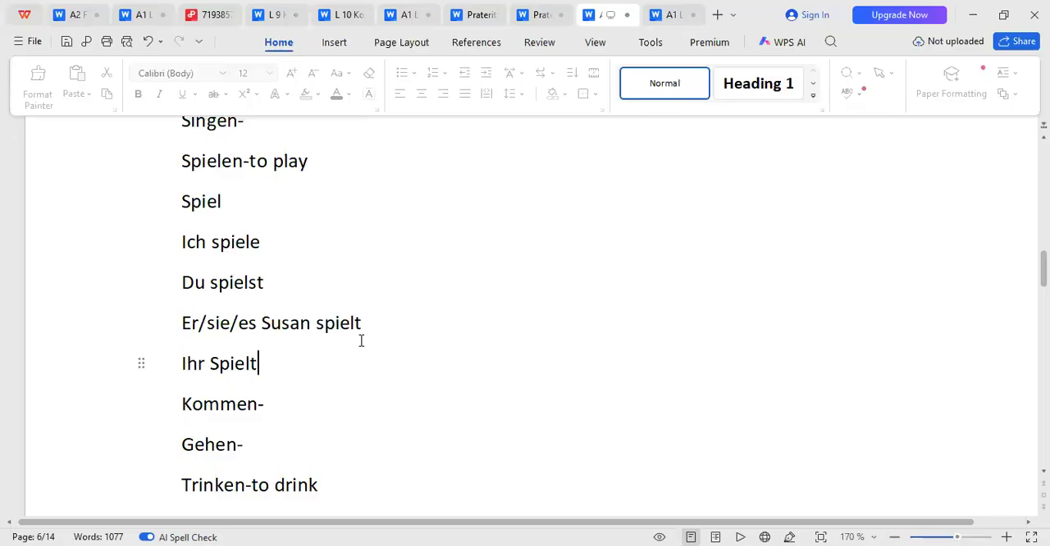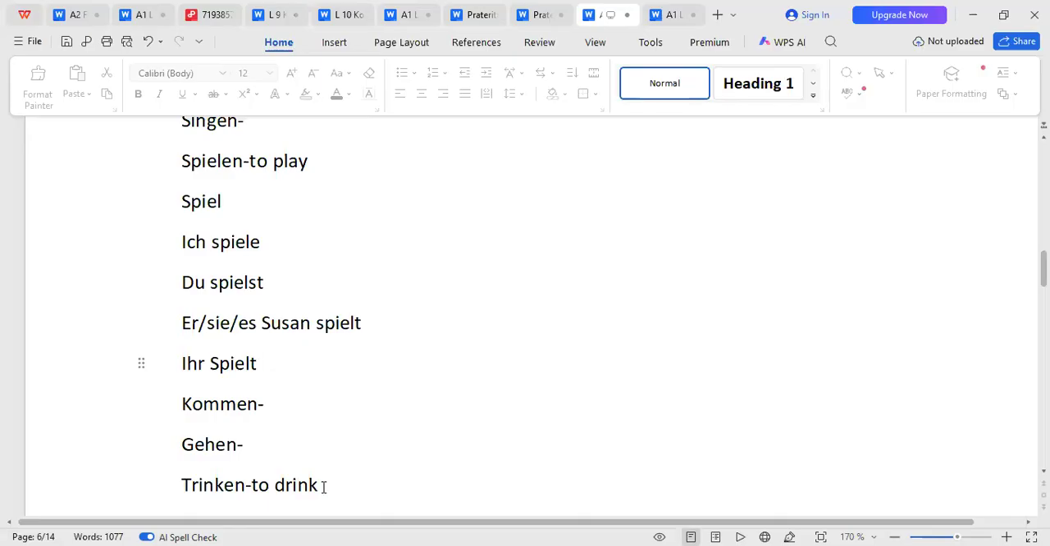Then ihr spielt. If you have kommen, ich komme, du kommst. Er, sie, es, Benjamin kommt. Ihr kommt. Gehen is to go. Ich gehe, I go. Du gehst, you go. Er, sie, es, Benjamin geht. Ihr geht.